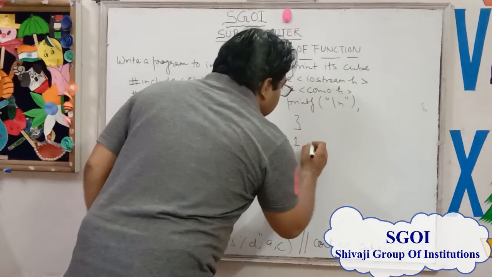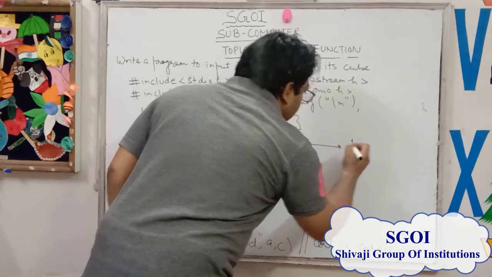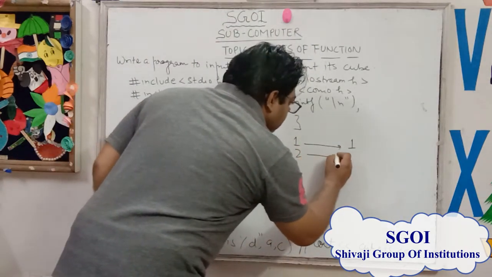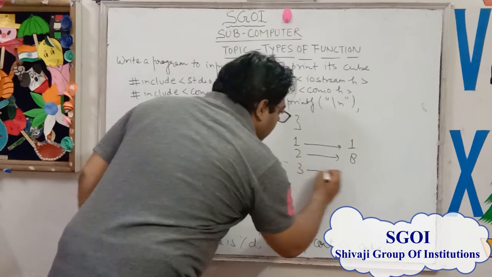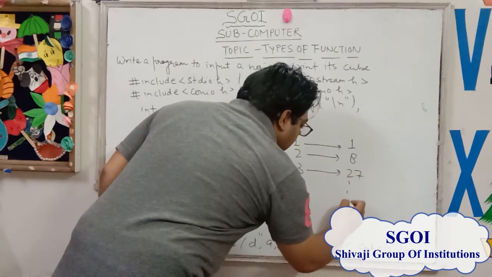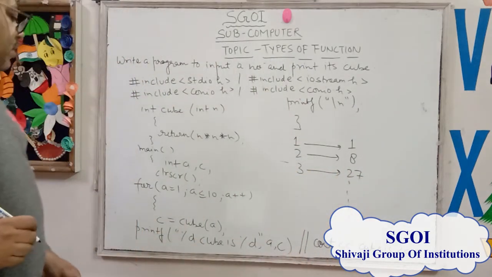The cube of 1 is 1. The cube of 2 is 8. The cube of 3 is 27. Then it prints the cube of the next numbers.